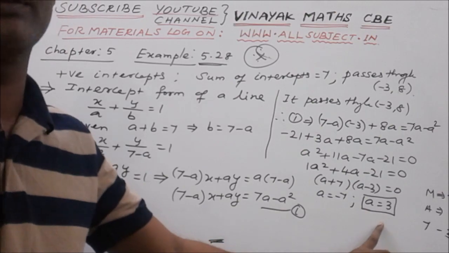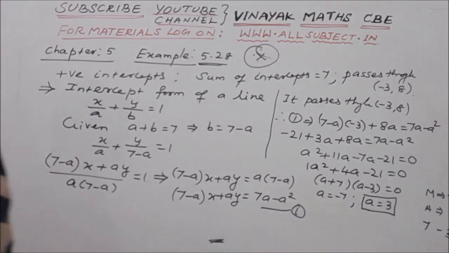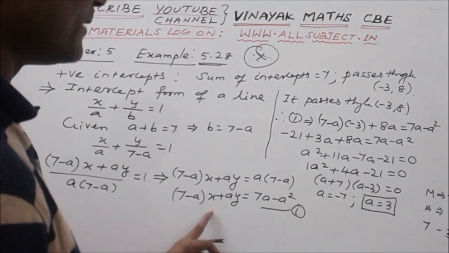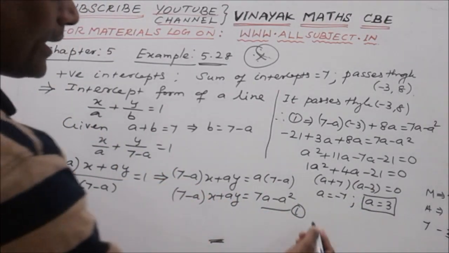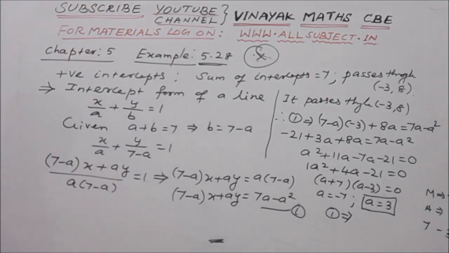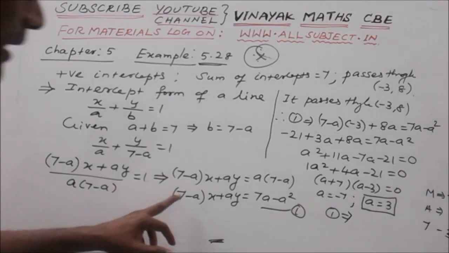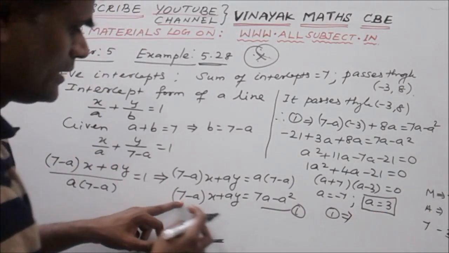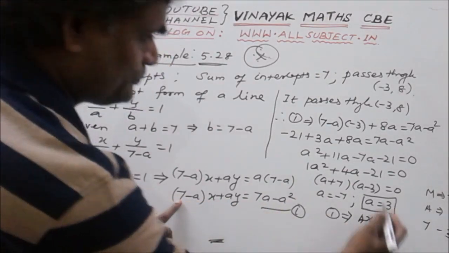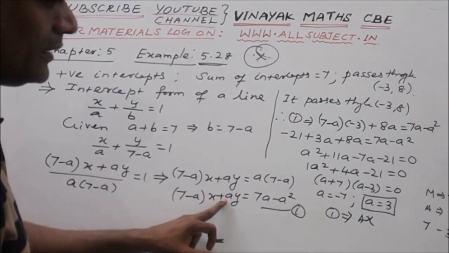So the positive intercept a is chosen and minus 7 is left out. Now substituting a equal to 3 in equation number 1. Now 1 implies, substituting in 1, a equal to 3, 1 implies, substitute here a equal to 3, 7 minus 3 equal to 4, that is 4x, and then here a equal to 3, that is 3y.